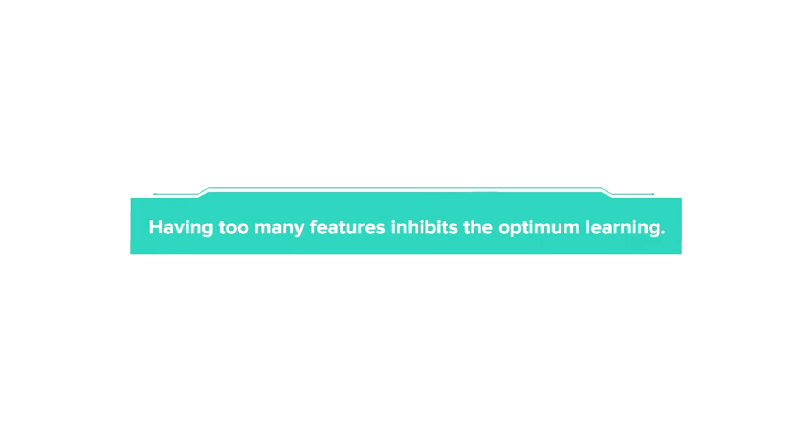Having too many features inhibits optimum learning for any model, and therefore it is often recommended to avoid creating dummy variables for categorical features with many categories. To counter this, we can use the concept of binning, which we will look over shortly.